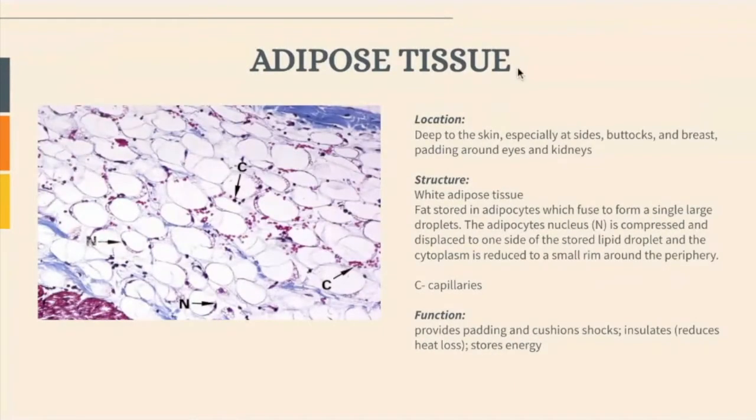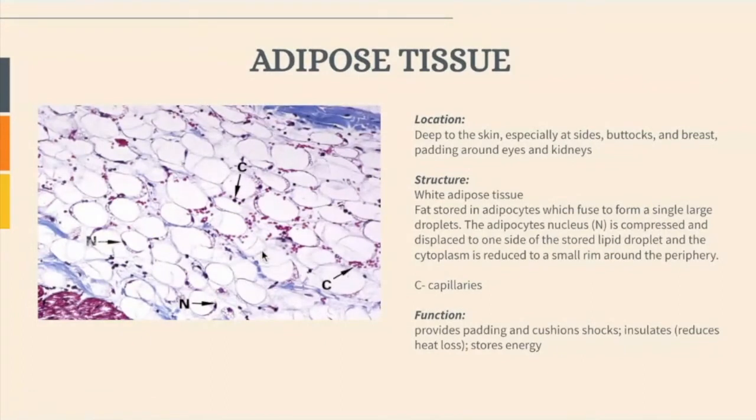Adipose tissue is located deep to the skin, especially at the sides, buttocks, and breast, and as padding around the eyes and kidneys. The adipose tissue is divided into white adipose tissue and brown adipose tissue, but the most common one we find is white adipose tissue. For example, this N is the nucleus, C is the capillary. So you can see the nucleus is already pushed to one side.